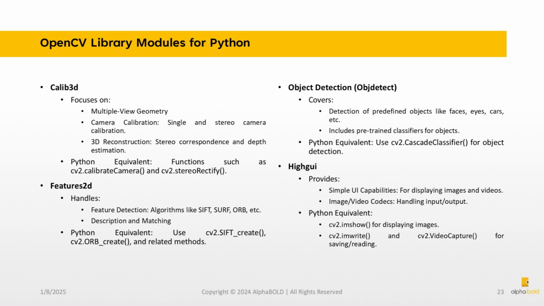HighGUI provides simple UI capabilities for displaying images and videos. It also handles image/video codecs and input/output. Python equivalent: cv2.imshow for displaying images, and cv2.imwrite and cv2.VideoCapture for saving and reading.